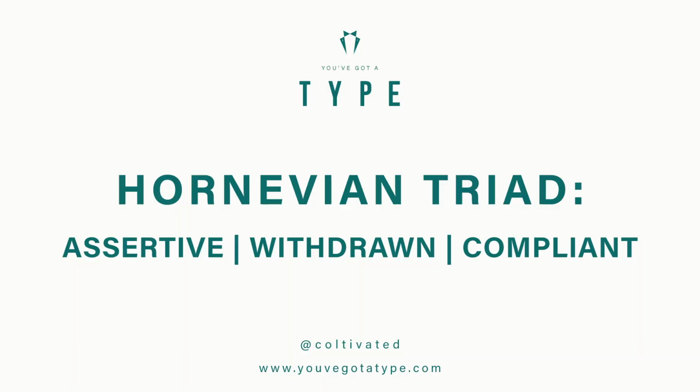Okay, last but not least, there's my personal favorite triad, the Hornevian Triad. The Hornevian Triad is all about the way we navigate social situations to fit in or get what we want. The 3 groups of the Hornevian Triad are the compliant group, the withdrawn group, and the assertive group. Last chance, take a moment and guess which group you think your type is in.